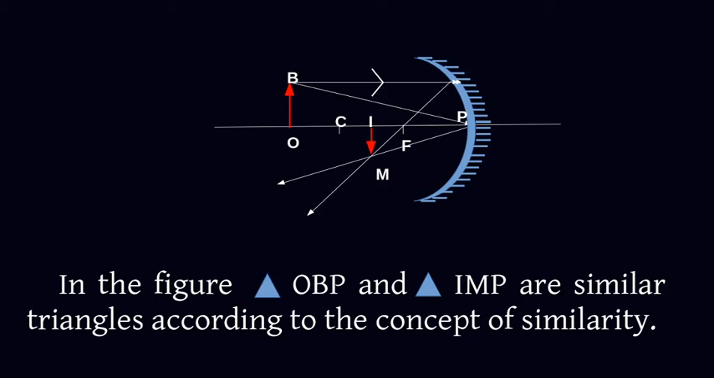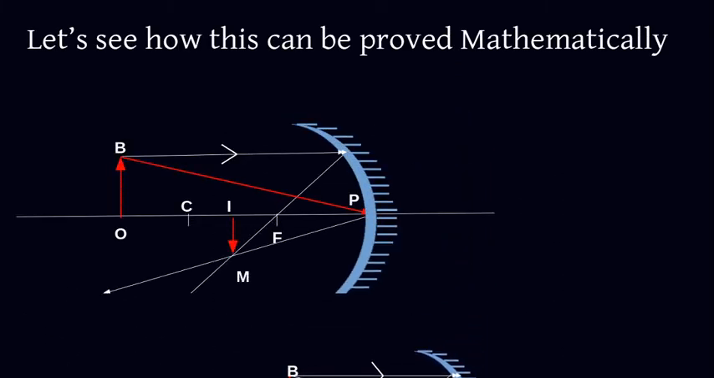And let's now see how this can be proved mathematically. That is, the relationship between height of the object and image, and then the distance between that means the object distance and the image distance. Let us find the relation.